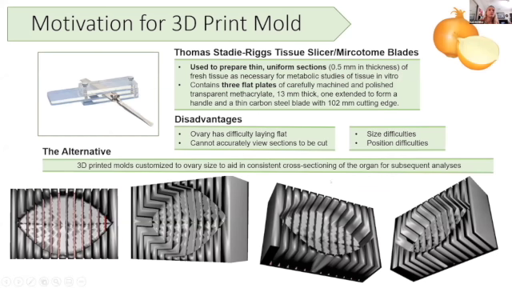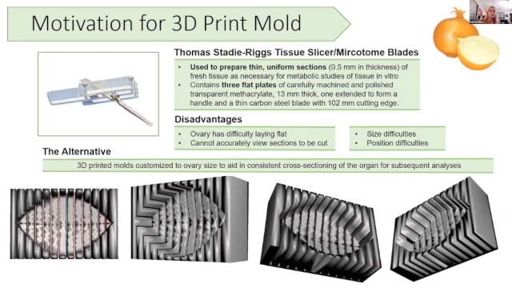Originally, Dr. O'Neill wanted to use the Thomas Sadie Riggs tissue slicer, as seen here, but she found that there were some position difficulties, so instead she opted for freehand cutting, and she explained that it was much like cutting an onion. Other disadvantages to the Thomas Sadie Riggs tissue slicer is that the ovary has difficulty laying flat since it's circular or oval shape. You can't adequately view the sections to be cut. There's also size difficulties because it varies from patient to patient, and position difficulties, as mentioned before.